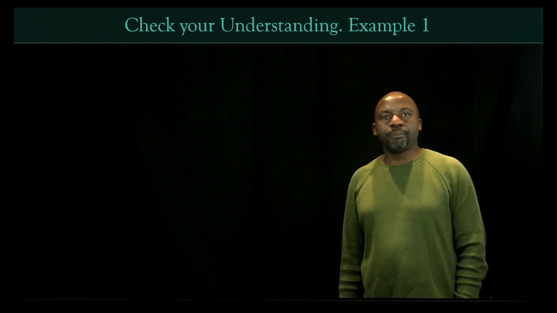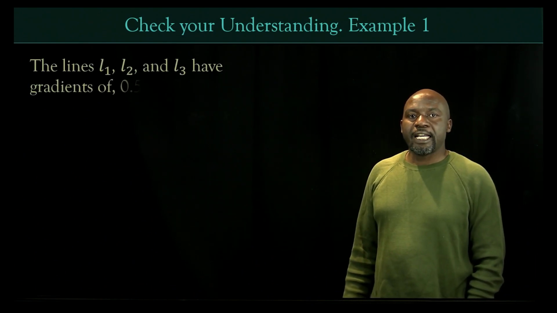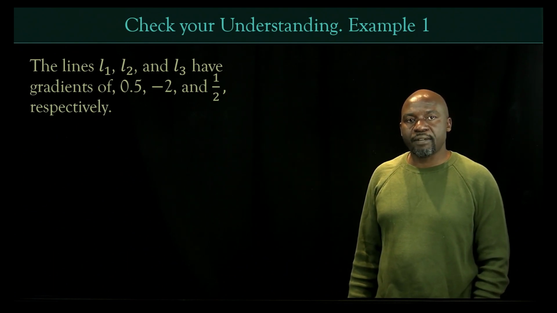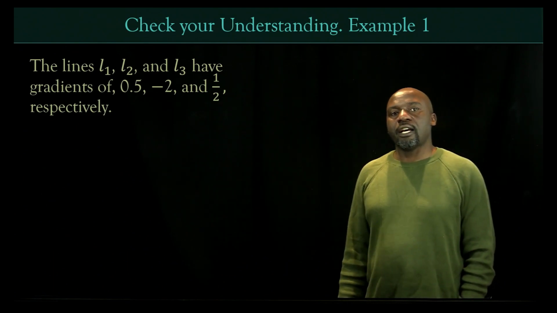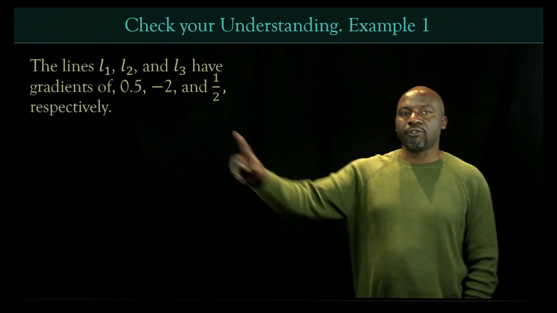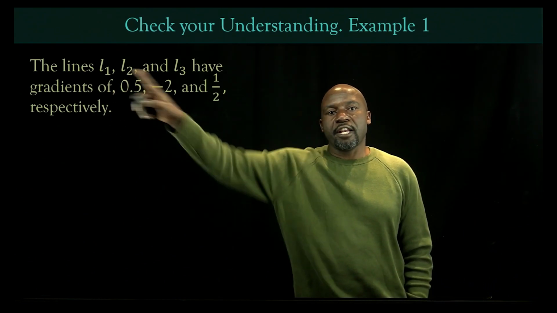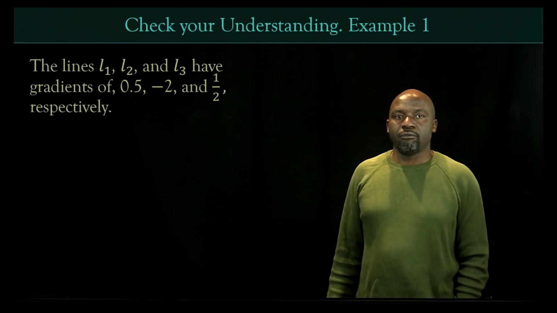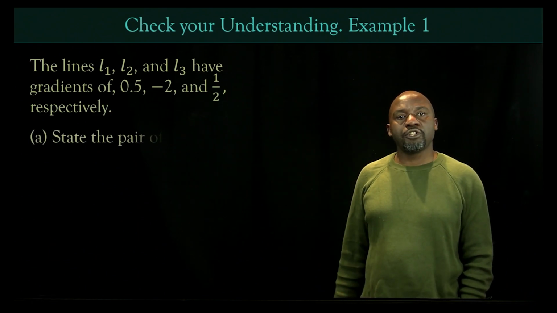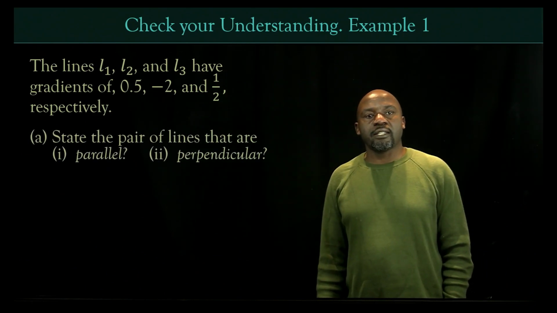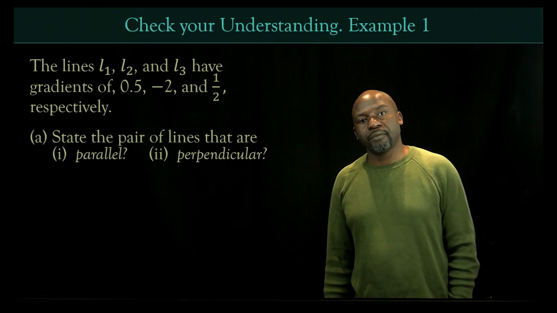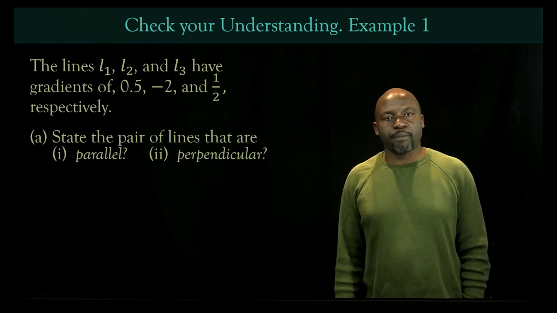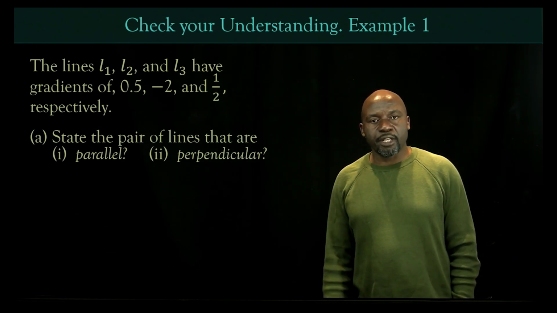Here is a first example. The lines L1, L2, and L3 have gradients of 0.5, -2, and a half respectively. That is, the gradient of line 1 is 0.5, the gradient of line 2 is -2, and the gradient of line 3 is a half. Here are the questions. State a pair of lines that are parallel and a pair of lines that are perpendicular.